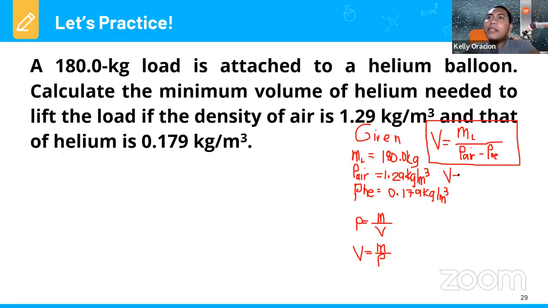So, volume is equal to the mass of the load, which is 180 kilograms. The density of the air is 1.29. The density of the helium is 0.179. Now, what is the answer without applying significant figures? Yes, Maniri. What is the answer without applying significant figures?